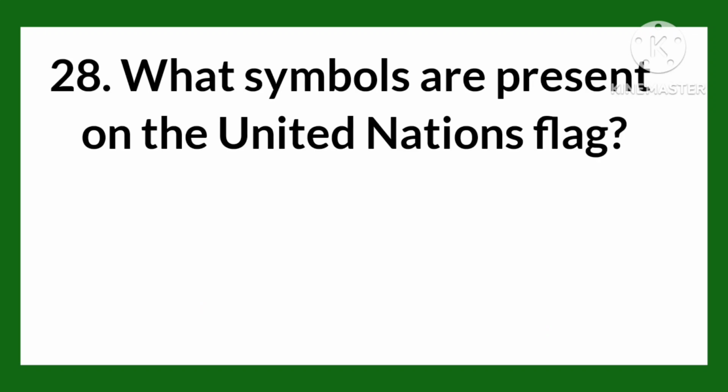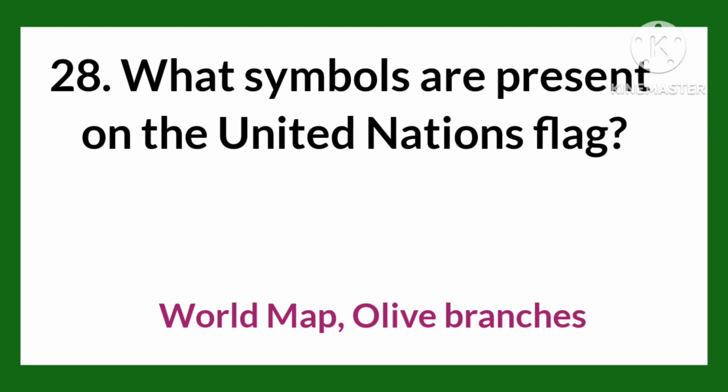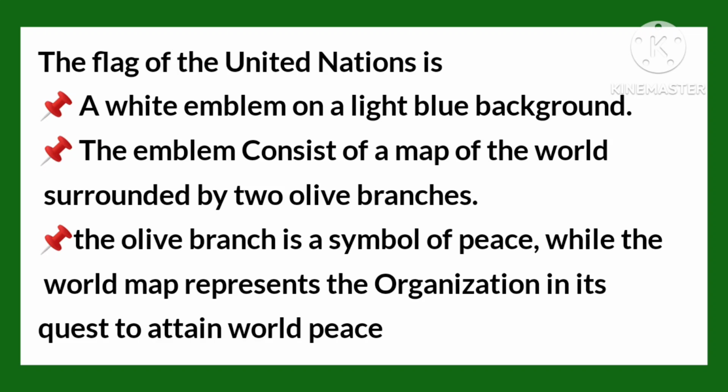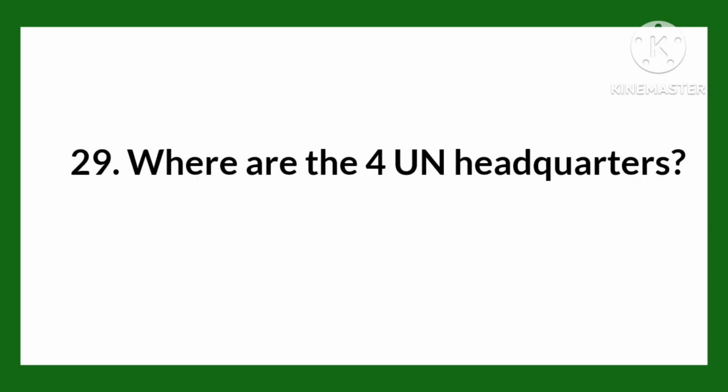Question number 28. What symbols are present on the United Nations flag? Answer: World map, olive branches. The flag of the United Nations is a white emblem on a light blue background. The emblem consists of a map of the world surrounded by 2 olive branches. The olive branch is a symbol of peace, while the world map represents the organization in its quest to attain world peace.